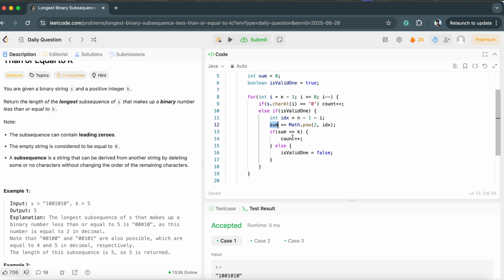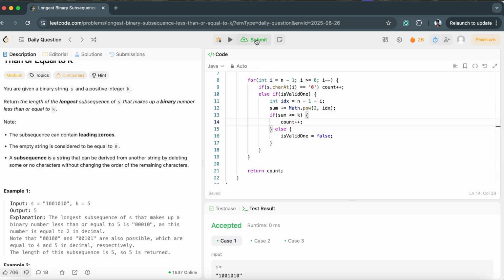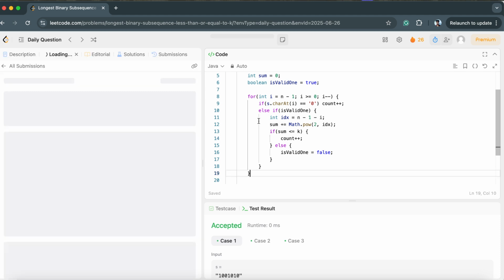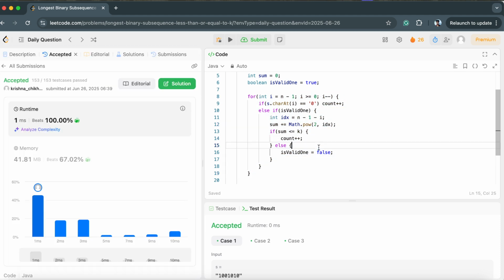So when we do that, at any point if sum is less than or equal to this k value, we will consider that one. So we will increment the count because that is the length we are stretching out. And if not, we will make this invalid. So from next onwards, at any point in time, if the character one appears, we will simply ignore that one. So that way we will write down this code. Let me try to submit this and see if there are any errors. And this is a single pass. We have written the code in one go only.